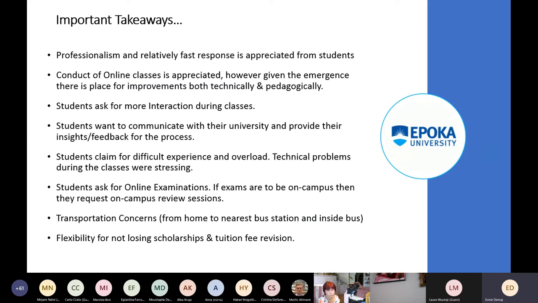We listed the most important takeaways for our internal bodies at Epoca University.